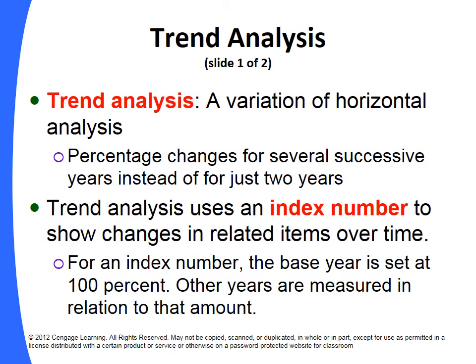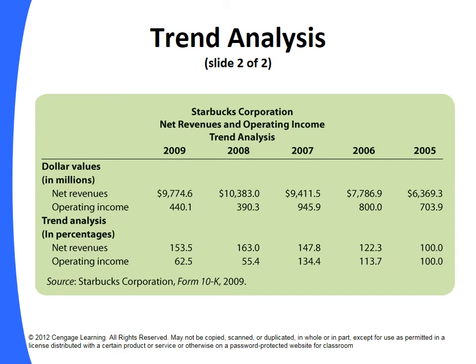Trend analysis is similar, but instead we're going to have a base year and look at 5 years in a row. The base year is always at 100%, and everything else is measured accordingly. Here's an example. Starbucks. The base year, 2005. So let's look at net revenues. If we thought of 2005's net revenues as being 100%, we can see how each year has changed. And notice that, yes, they kept rising, and then in 2008, they dropped.